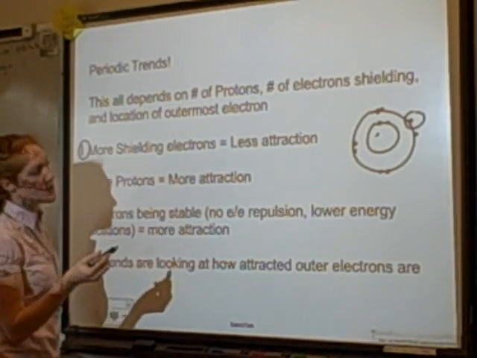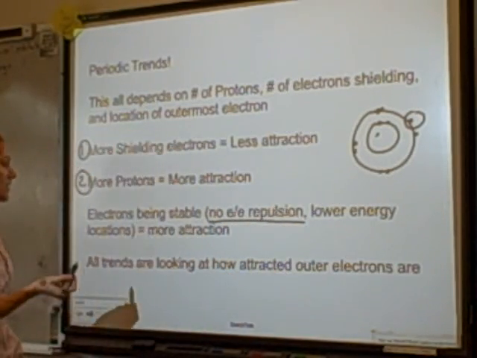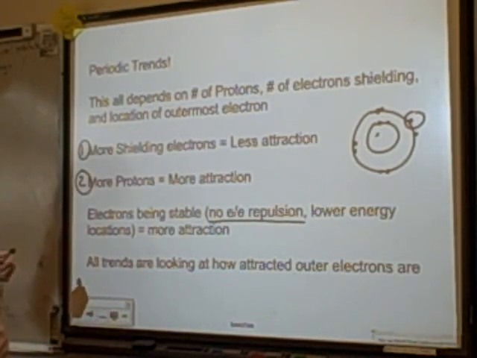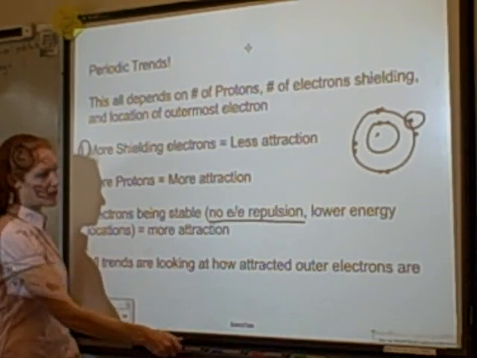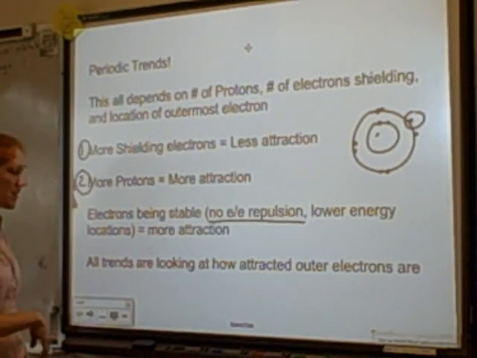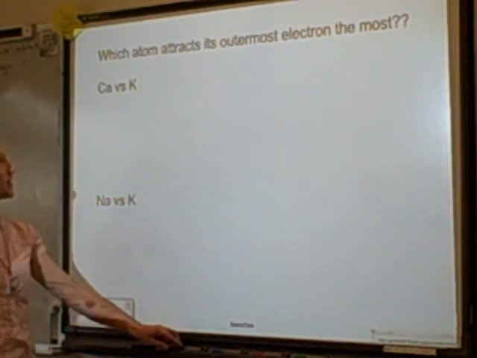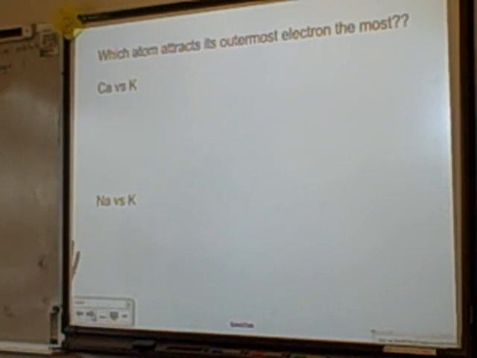what is affecting electron stability. Do you have electron-electron repulsion? Is there a lower energy level location, as in S versus P? If there's no electron-electron repulsion, you'll have a more stable electron that's more attracted to the nucleus. And if you're at lower energy locations, the S versus the P, you're also more attracted. And so all these trends are based on how attracted the outermost electrons are to the nucleus. So let's look at a couple and see which one attracts it the most.